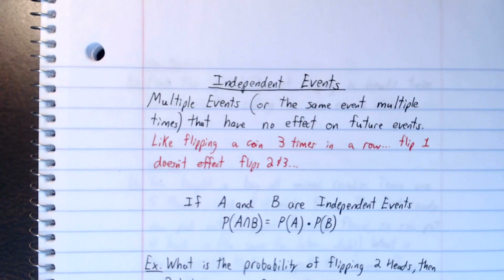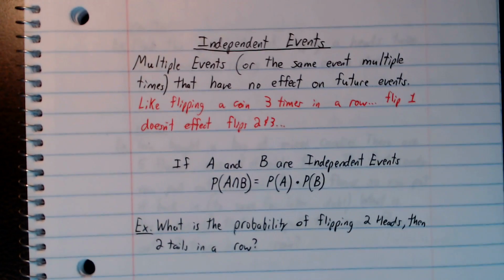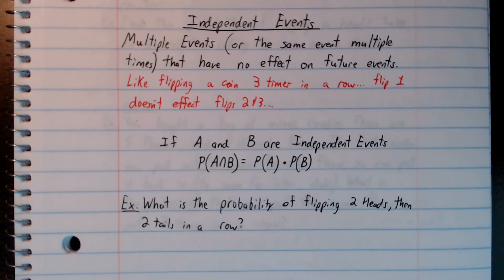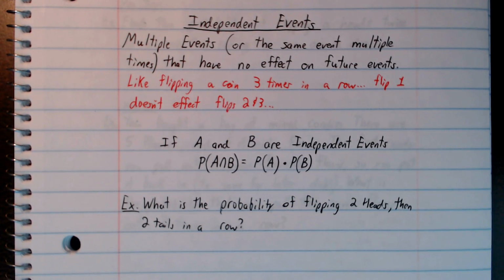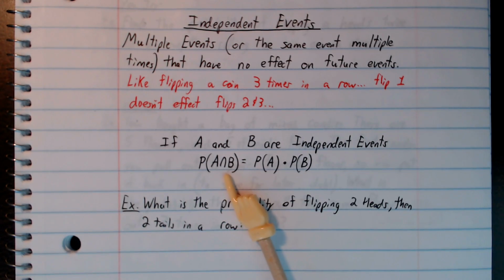Alright, so we're going 20 minutes now into this, so let's go a little bit faster here. We're going to look at independent events. These are multiple events, or the same event multiple times, that have no effect on future events. Like flipping a coin 3 times in a row. If you flip 1, does not affect flips 2 and 3. It doesn't become more likely to land on that particular side as it lands there. So, in that situation, we're talking about an AND event.